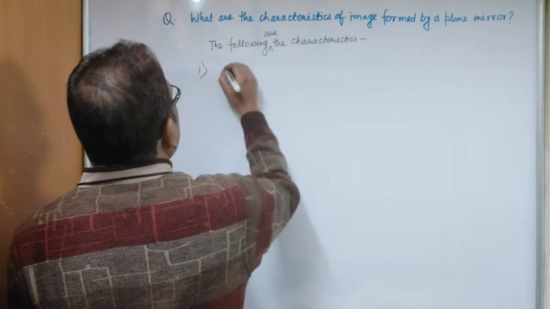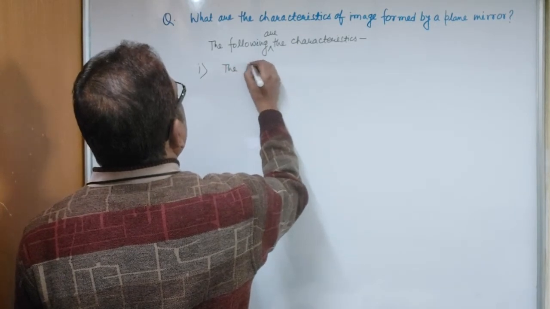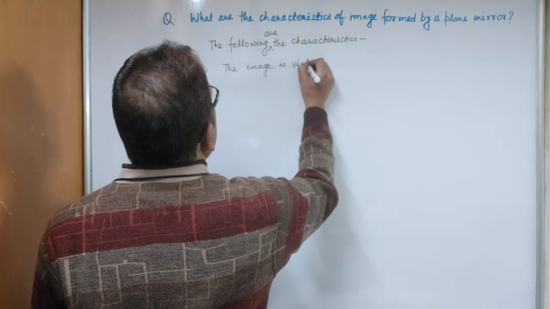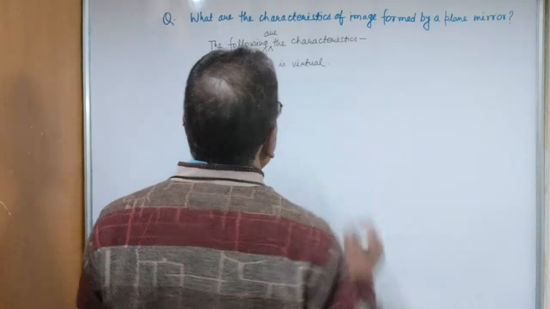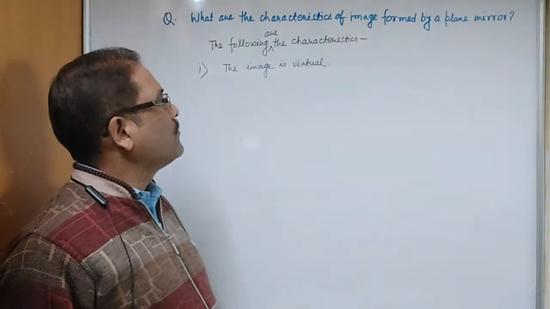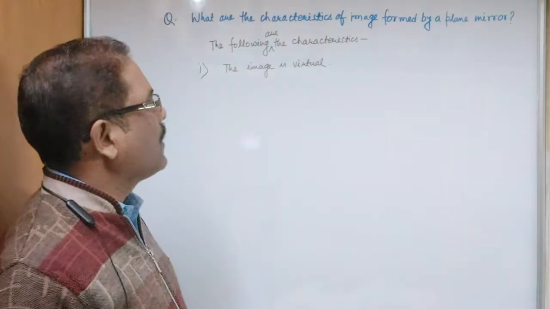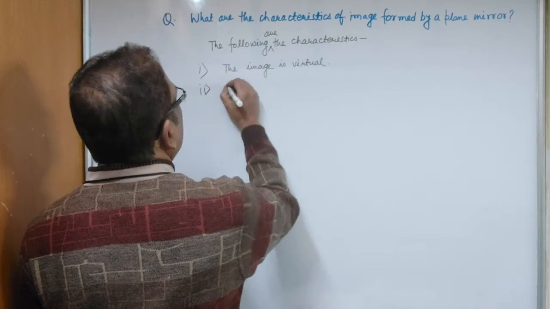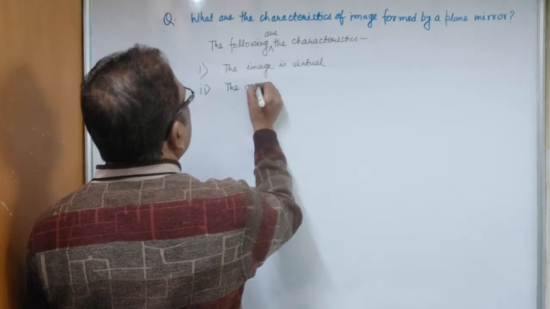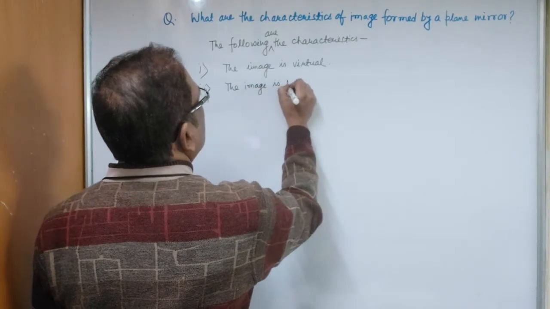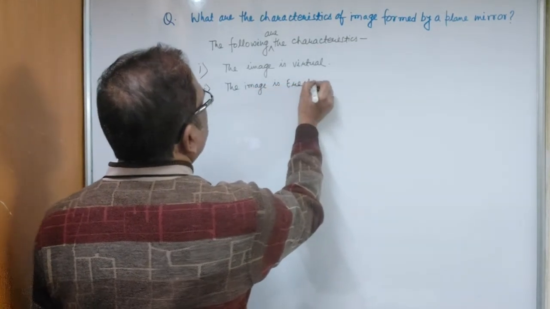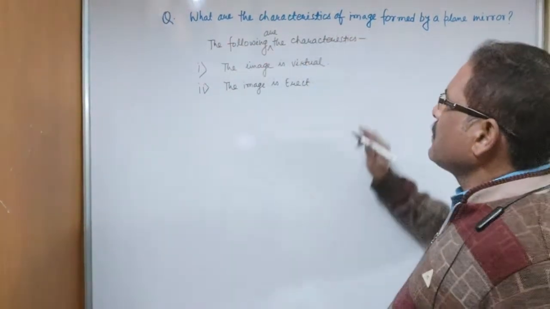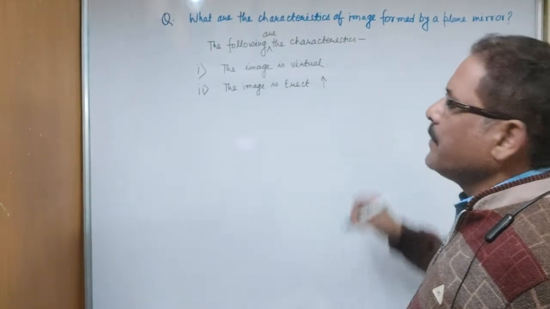First, the image is virtual, not a real one. It is a virtual image. You can't touch this image. Second, the image is erect. It is not upside down. It is an erect image.